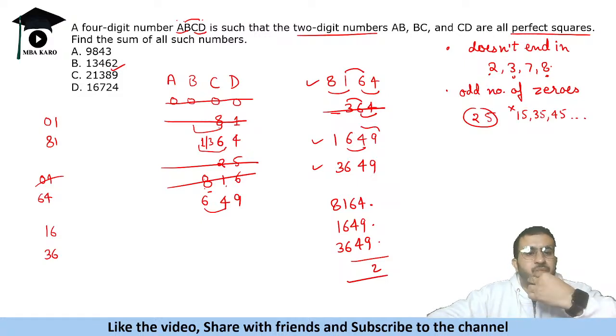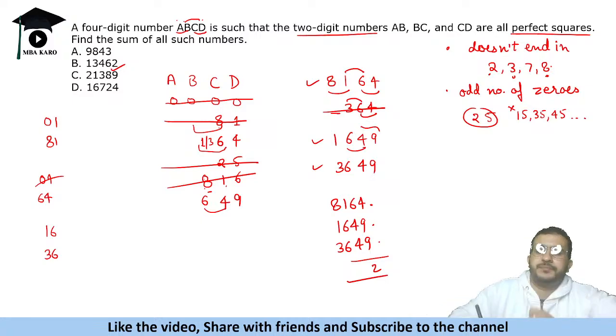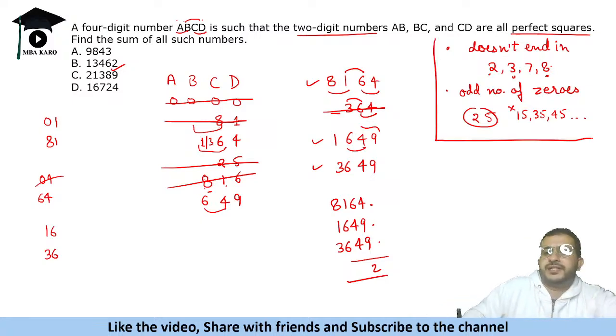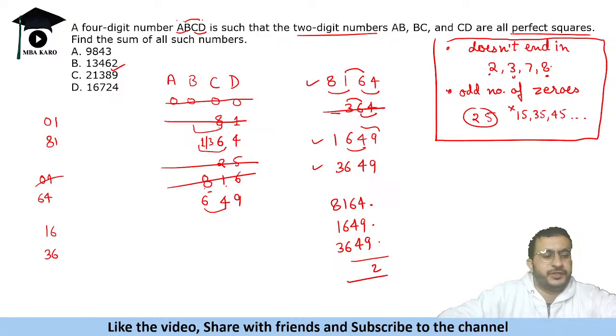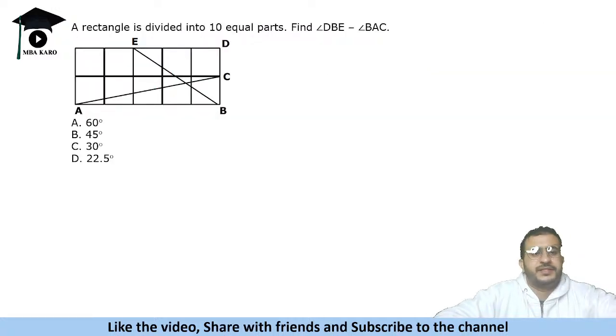All right, so this was a typical question based on number system. Remember this thing: a perfect square does not end in 2, 3, 7, 8, or it does not have an odd number of zeros. If it ends in 5, it can only end in 25, not in any of the others. Okay. All right. Let's see the next question.